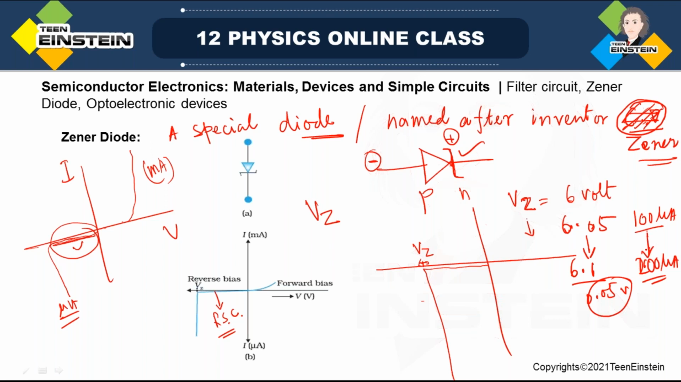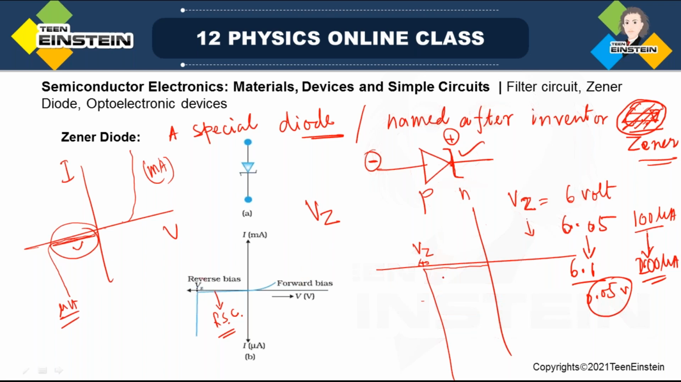like 100 to 200 microampere, almost double it becomes. Or maybe not only double, it becomes maybe much more than that, 5 times, 10 times it becomes. The current becomes 10 times, 12 times, something like that. So this is a special property of the Zener diode.